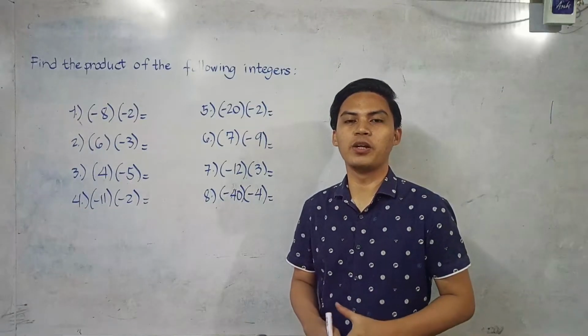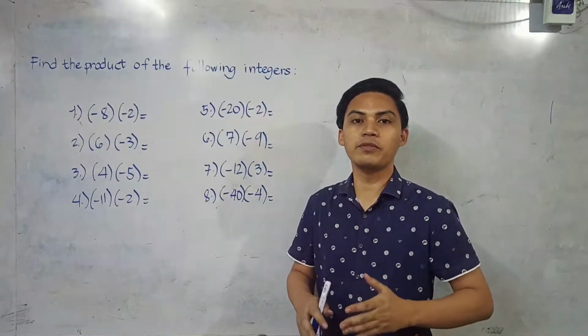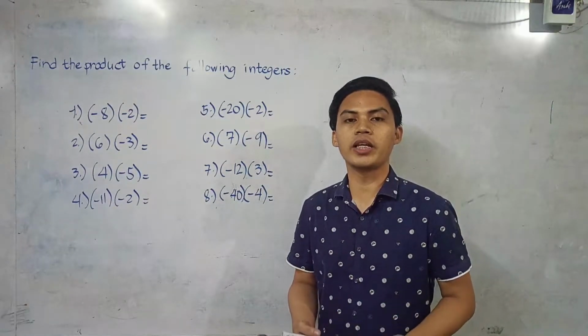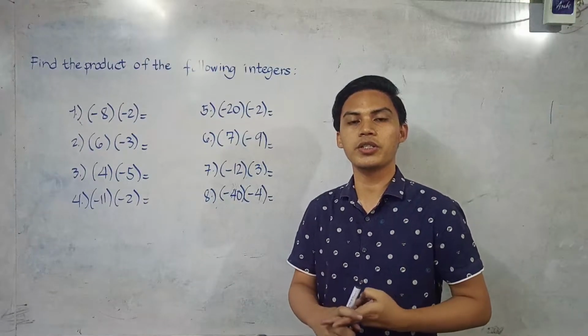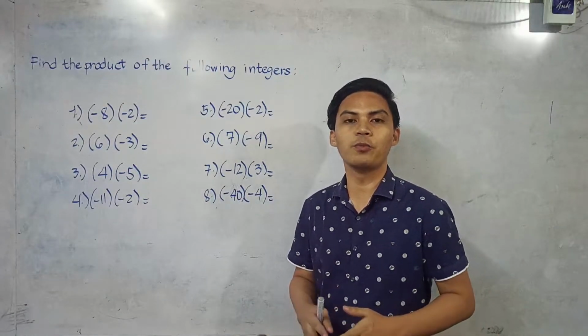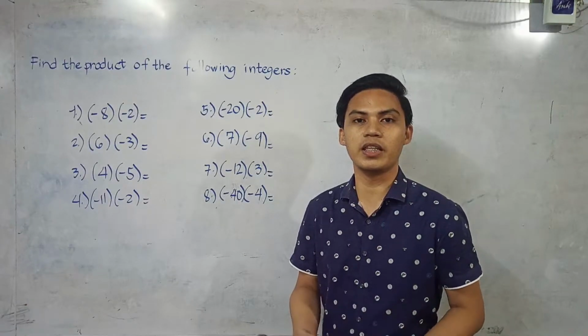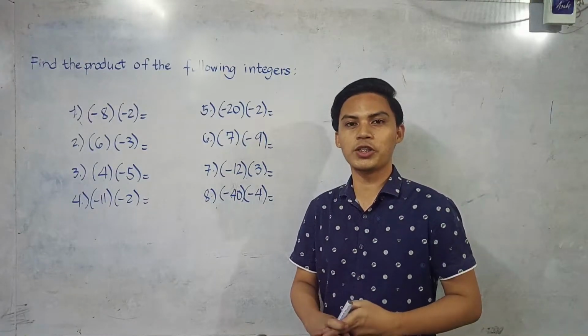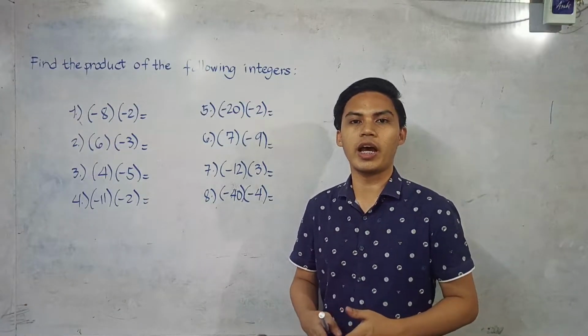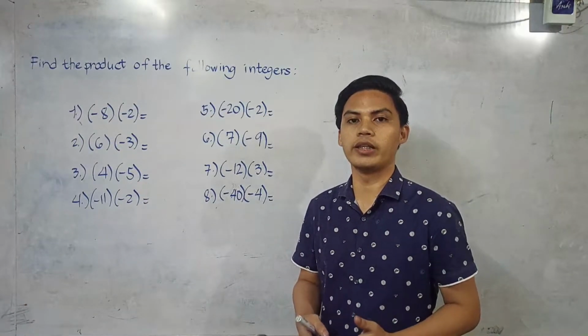Okay, let's find the product of the following. Again, sa rule kanina sa pagkuha or sa pag-multiply ng integers, ito yung tatandaan natin. Pag ang dalawang integers, they have like signs, yung sagot natin or yung product natin will always be positive. At pag yung dalawang integers naman, they have unlike signs, yung product or sagot natin ay magiging negative all the time. Okay.